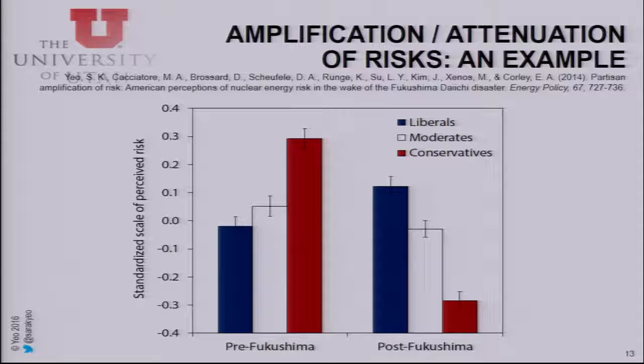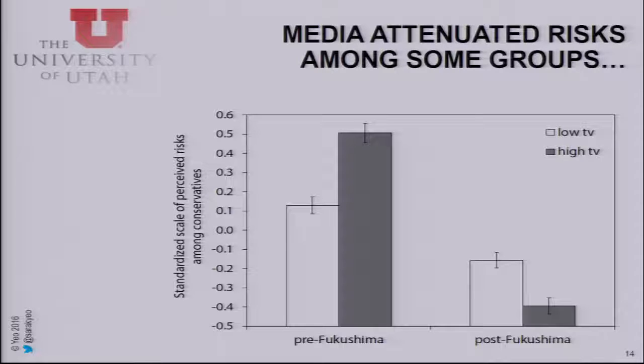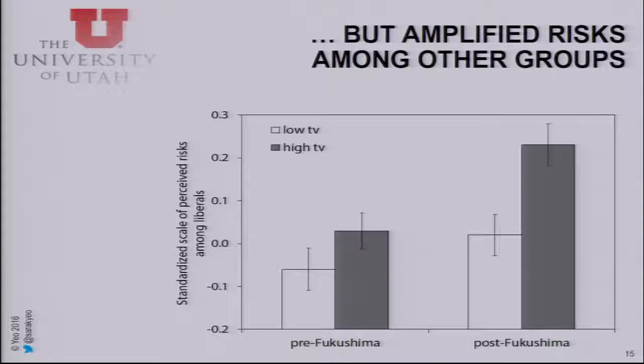Following Fukushima, however, what we see is the opposite trend. In this case, media is attenuating risks among some groups. We looked at conservatives, their use of media, and how this changed their perceptions of risk. In the white bars, you see low media attention, and I'm using TV here, but the trends are the same across online media and newspapers as well. Pre-Fukushima, if you had paid more attention to media, you had much higher risk perceptions among conservatives. Following Fukushima, however, those risks were attenuated by media. And the opposite is true among liberals. In this case, media amplified those risks.